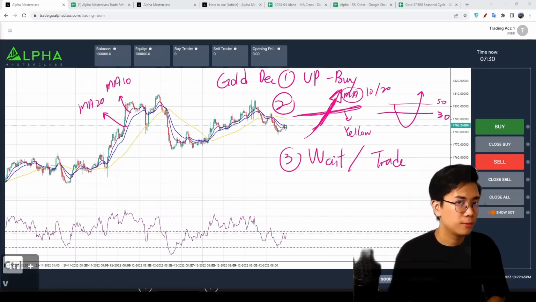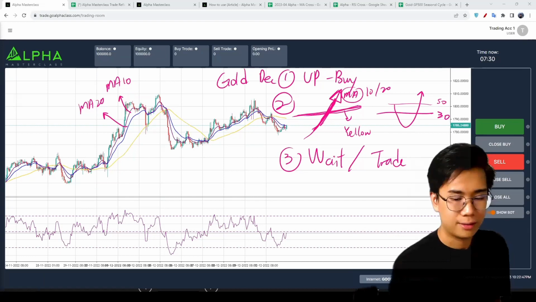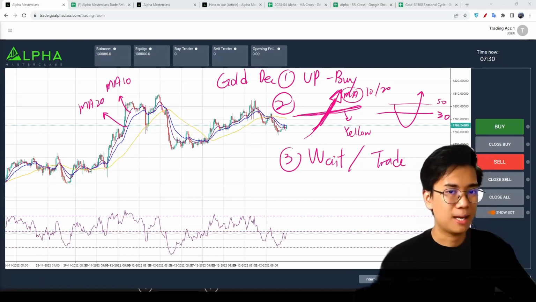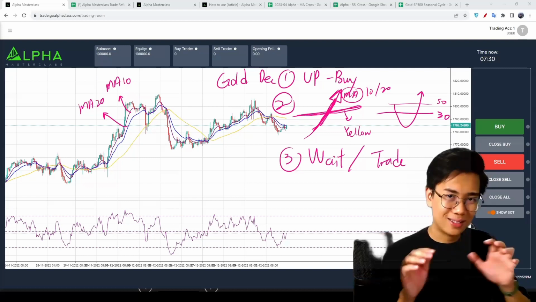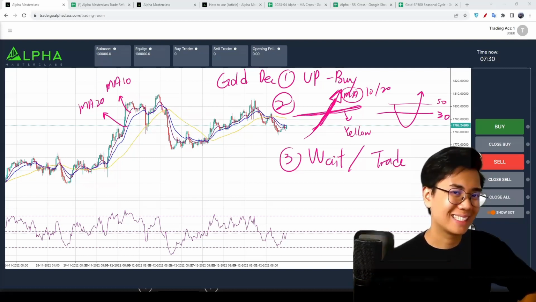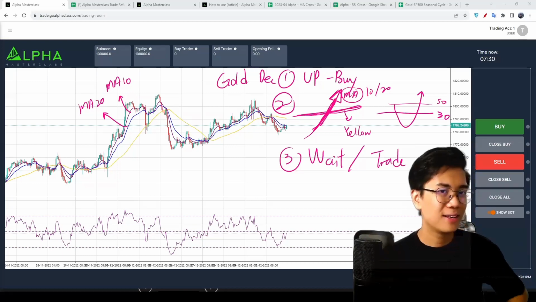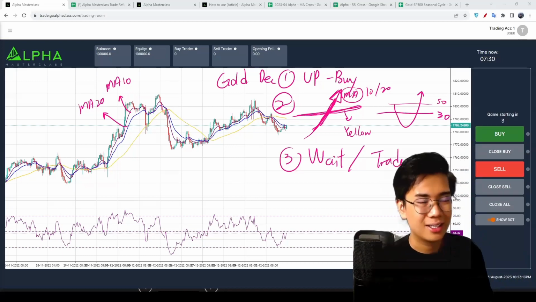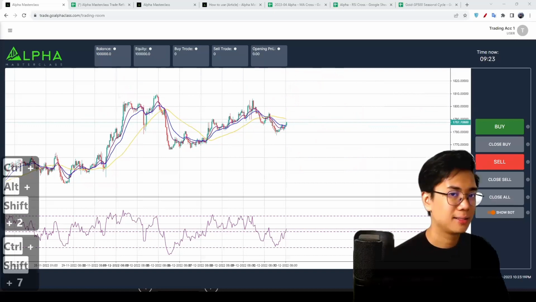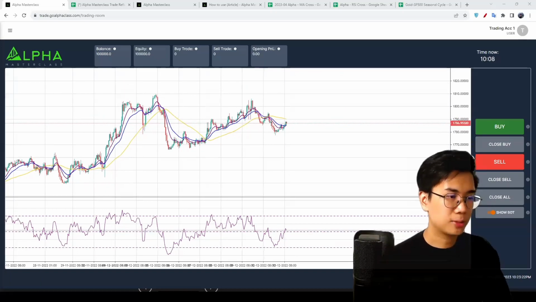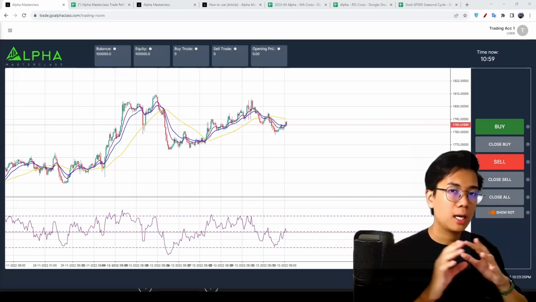Now, without further ado, are you guys ready? MA20 is blue? Yes. Are you guys ready? You can use your ruler to draw lines. If you are ready, I give you a count of 5, 4, 3, 2, 1. Simulation started. Maximum position is 10, so you can have a maximum of 10 buying and 10 selling.